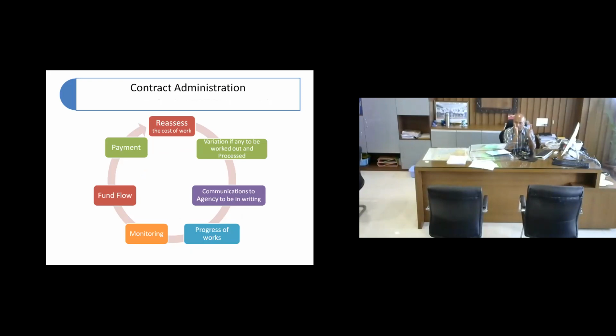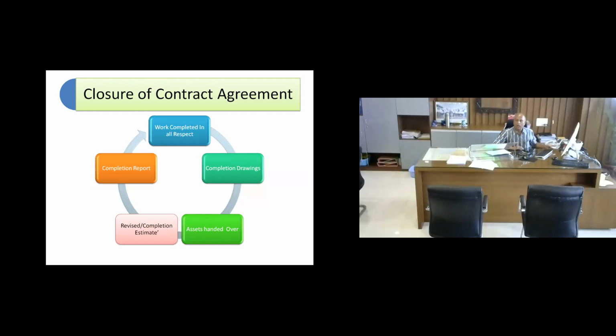Reassess the cost of work. Variation, if any, is to be worked out and processed in time. And if you are asking the agency to go ahead with the work, that should be on record. Then progress of work needs to be monitored, and flow of funds and timely payment is one issue we have to ensure so that the agency can deliver in time with whatever fund he has invested in the project, and the money rotates faster. So this is contract administration.